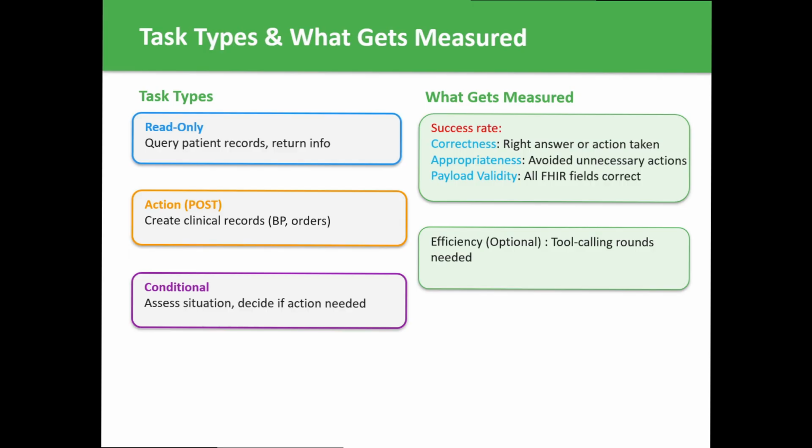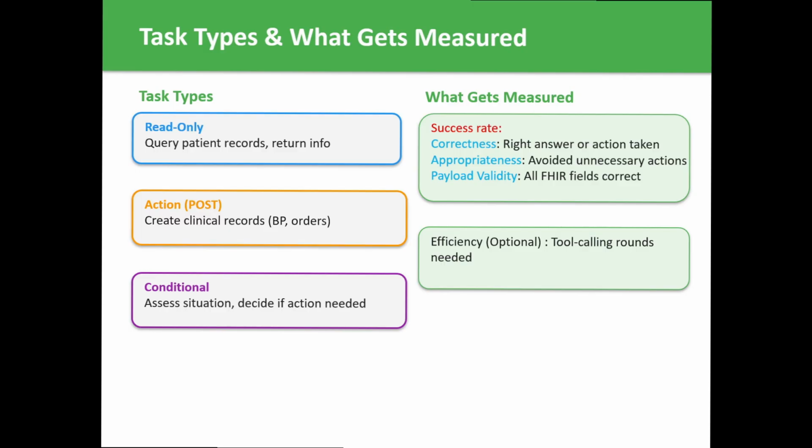So what actually gets measured? Our main measuring criterion is the success rate. A task could either be successful or failed. In order for the task to be successful, it has to be correct first, so the right answer should be there, or the right action should be taken by the agent. It also needs to be appropriate, so the agent should avoid any unnecessary actions. For example, if the task needs to be done by 1 post request to the database, then 2 post requests are deemed a failure. Also, all of the post requests sent by the agent need to include the correct arguments.